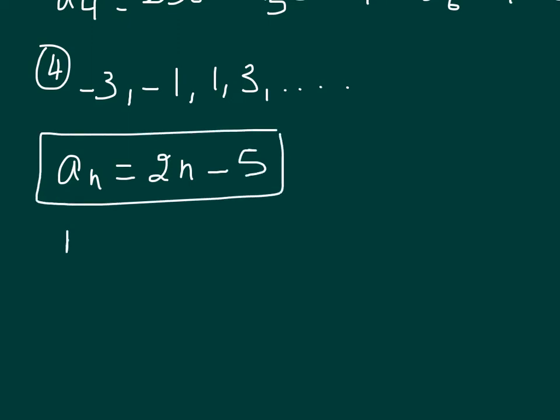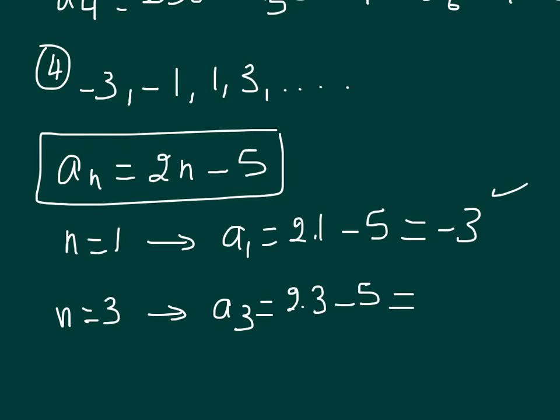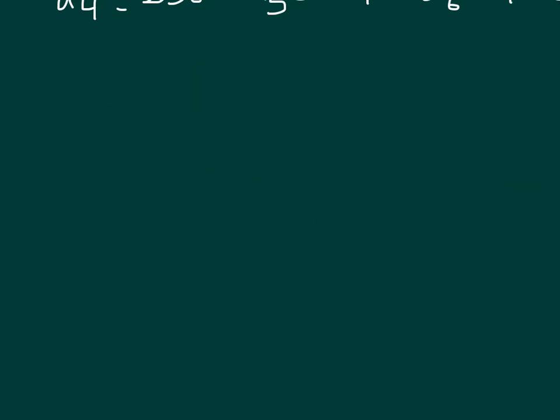I want to test it though. If I let n equal to 1, would I get the first term? A1 equals 2 times 1 minus 5, which is negative 3. Yes. I'm going to test the next one. Maybe I will test the third one. What if n equal to 3? Would I get A3, the third term, to be 2 times 3 minus 5? 6 minus 5 is 1. And A3, which is this term, is equal to 1.